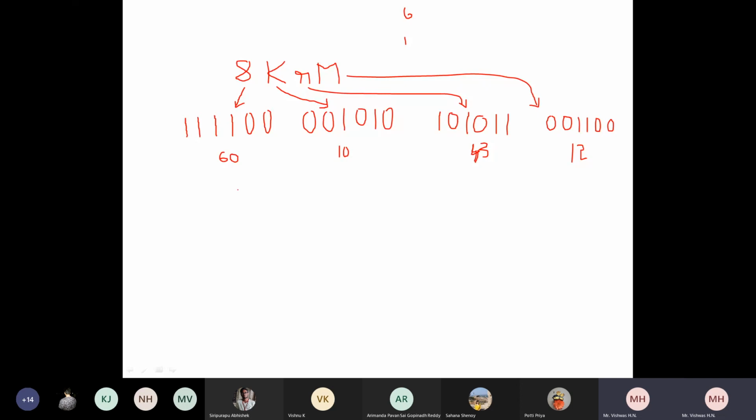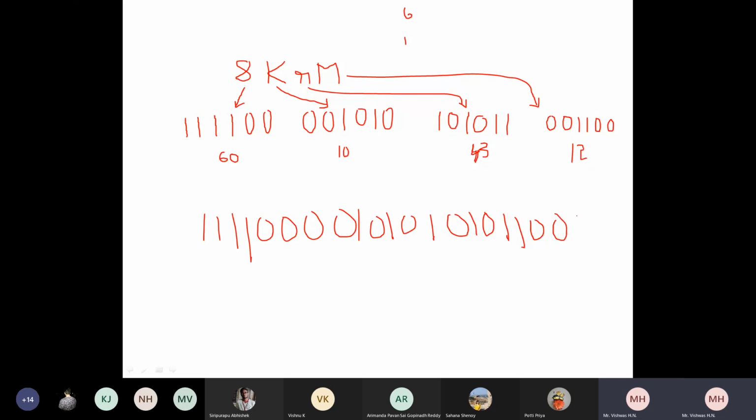But the other way also should happen. It is just 1 1 1 1 0 0 0 0 1 0 1 0 1 0 1 0 1 1 and 0 0 1 1 0 0. This is how data will go in the mail.